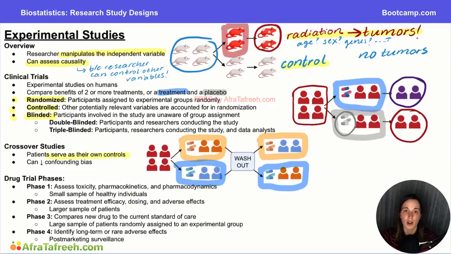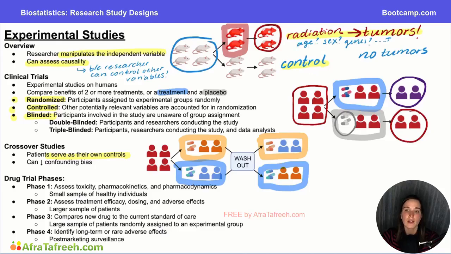Because all patients are at some point receiving treatment A and treatment B, you can compare the effects of treatment A and treatment B in identical populations. And this helps reduce confounding bias, which is effects that are caused by variables other than your independent variable.